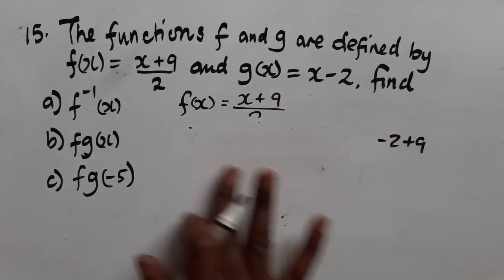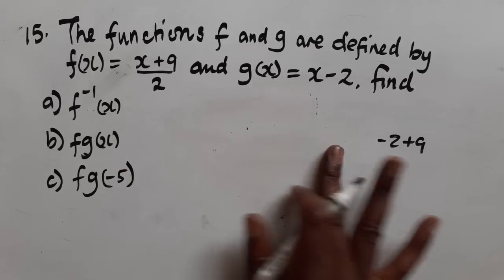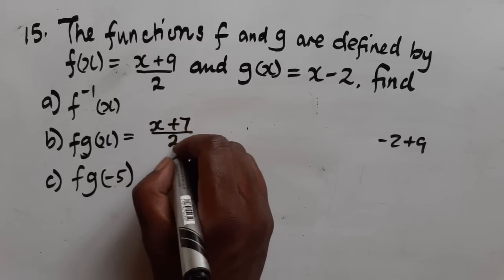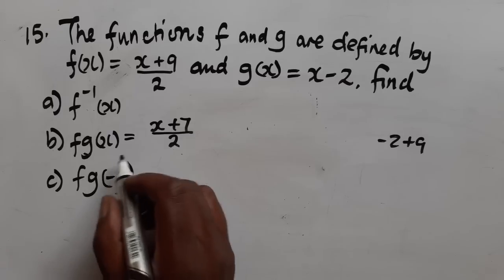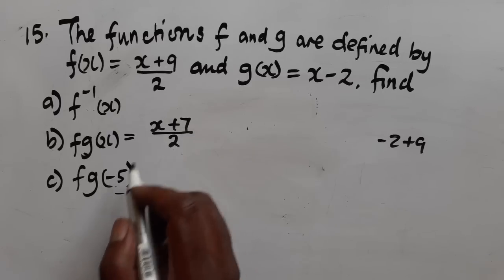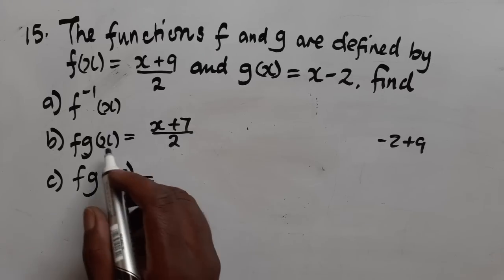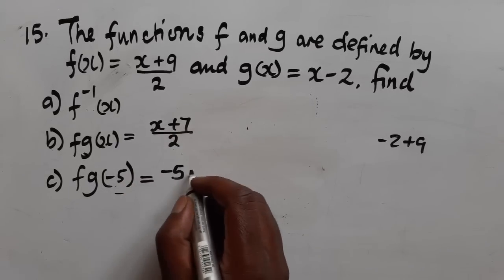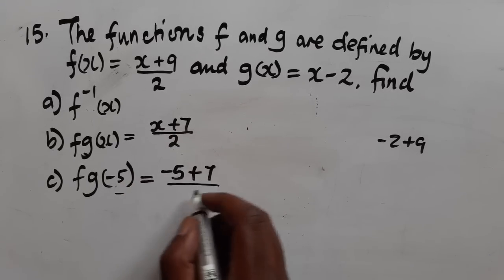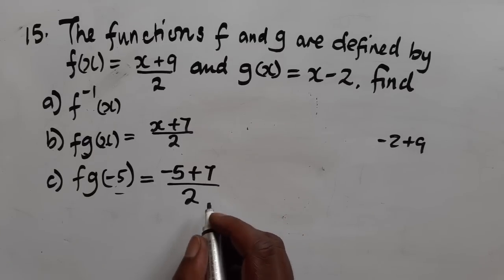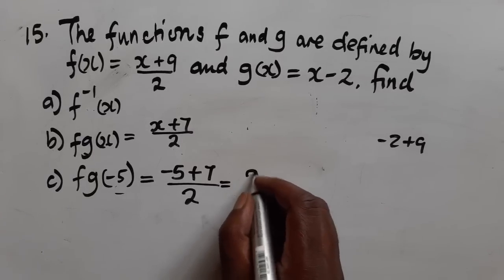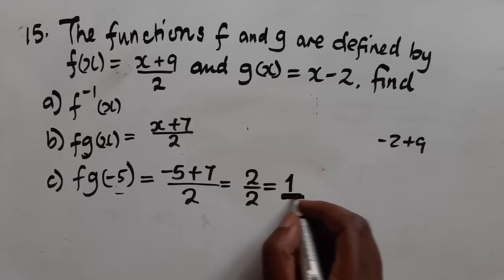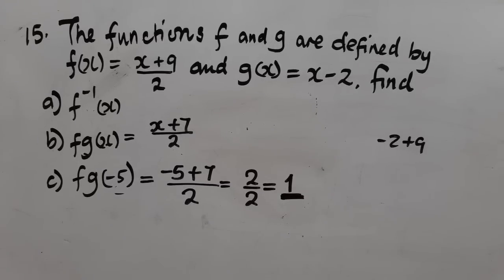Then we have this one now. Take note that here, what did we get? x plus 7 over 2 on the second one. Then here, where there is an x, instead of having an x, there is a negative 5. So we're going to put a negative 5 here. So it will be negative 5 plus 7 over 2. What do we get? This is going to give us 2 over 2. Finally, we're going to have 1 as our answer, ladies and gentlemen.